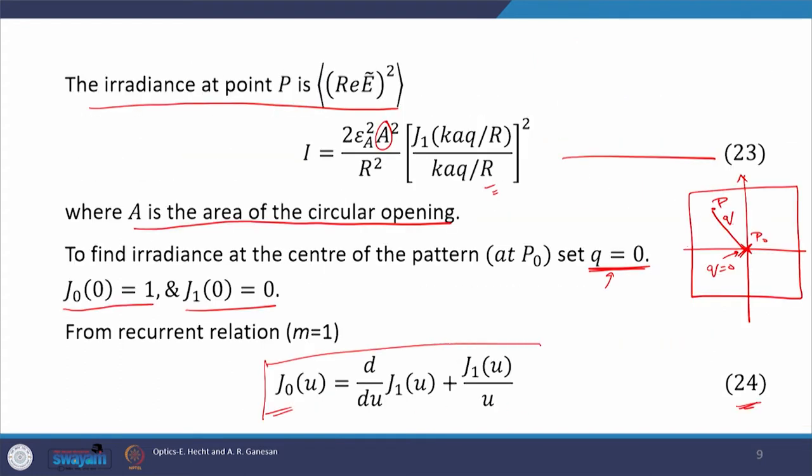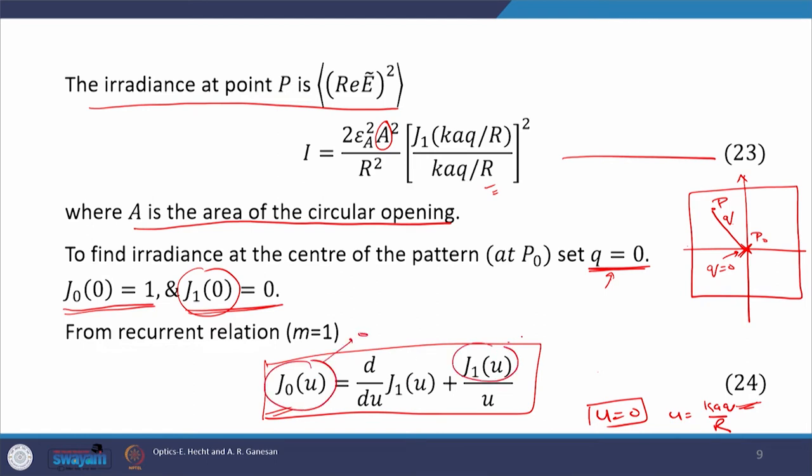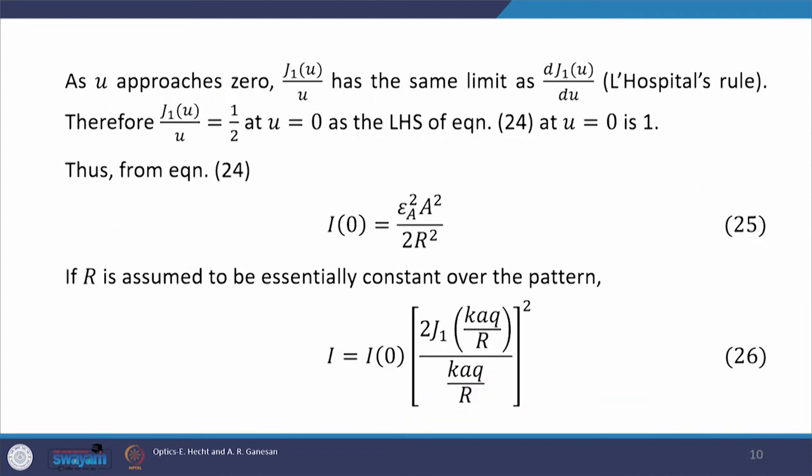Now with equation number 24 we will try to evaluate the irradiance at q equal to 0. But when q is equal to 0, u is 0, because u is nothing but k a q by capital R. So once you substitute q equal to 0, u is equal to 0. When u is equal to 0, J1(0) is equal to 0 and J0(0) is equal to 1. So this quantity would be 0, is it not? Now we can write that as u approaches 0, J1(u) upon u has the same limit as dJ1(u) upon du. Here you can use L'Hospital rule, because the numerator and denominator are both simultaneously 0.